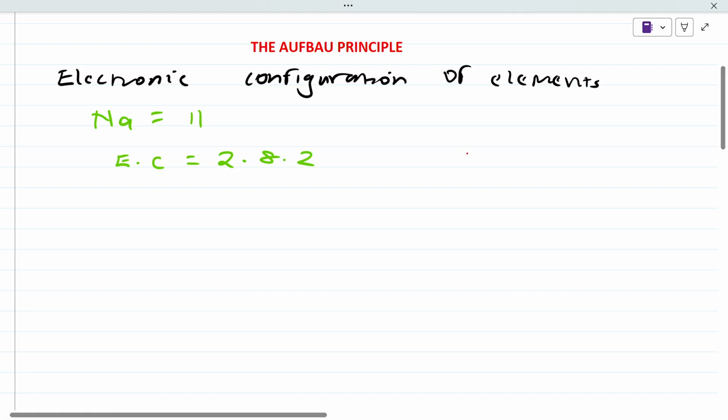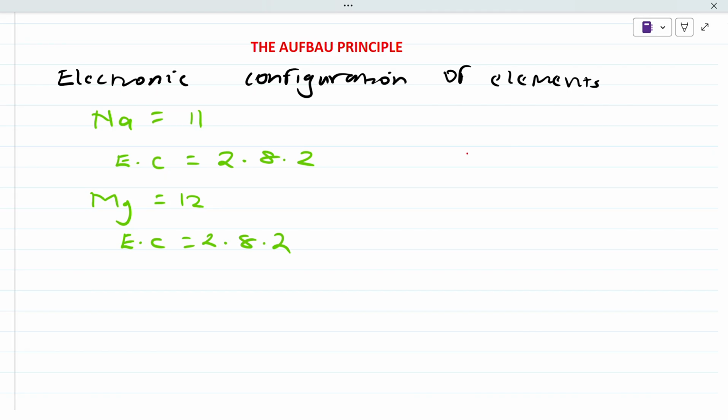I can even have magnesium, which has atomic number 12 in the periodic table. The simple electronic configuration that we use in O level was simply 2, 8, 2. But this technique is not always applicable in the advancement of chemistry.